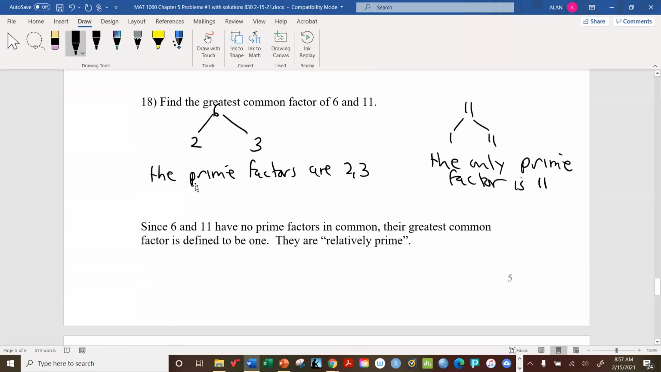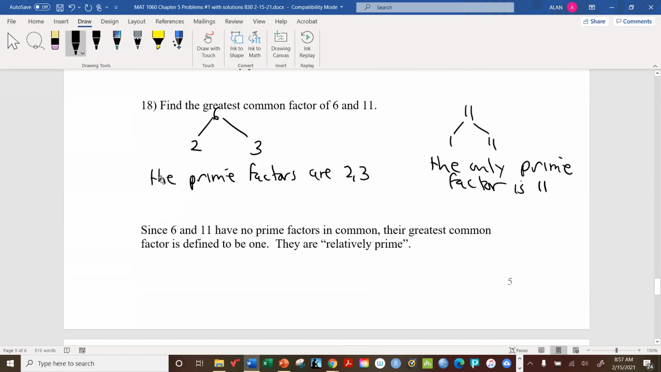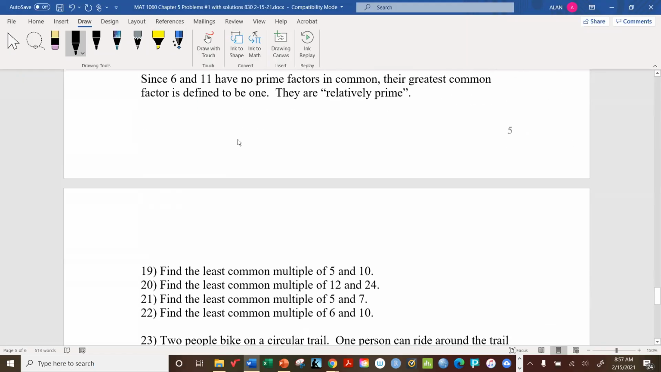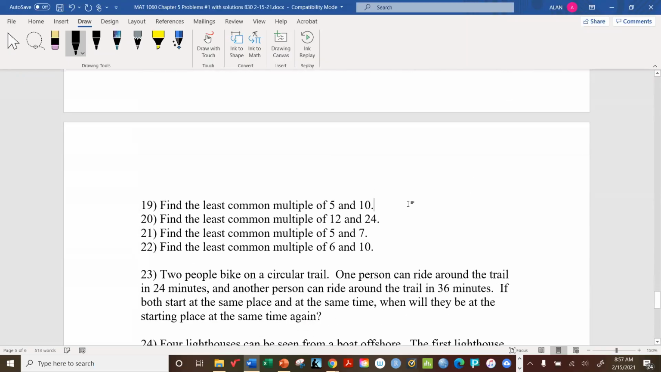Now, common multiples. What do we do with these? Remember what multiples are. We just literally run through the list of the natural numbers and multiply them by our number. But here we're looking for the one they have in common.